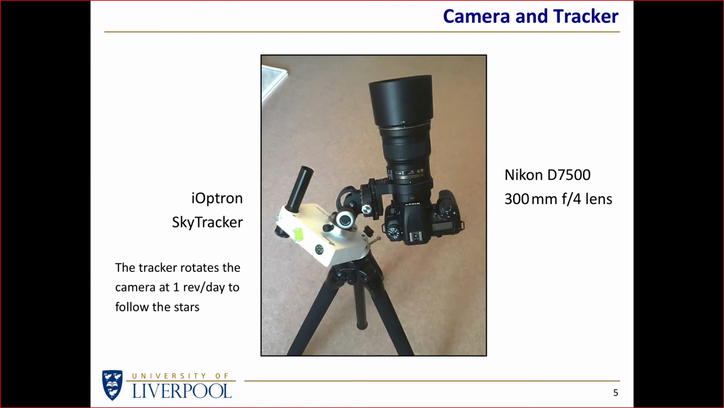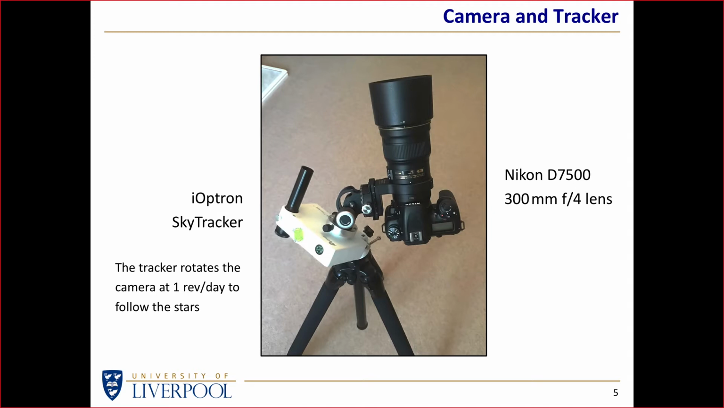The camera here is bolted onto this white box. The white box is a tracker, a star tracker. This particular tracker is made by the company called iOptron. Other sky trackers are available. This is just the one that I bought a few years ago for using in the UK and whilst on holiday.